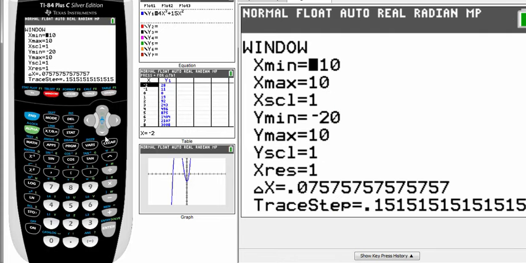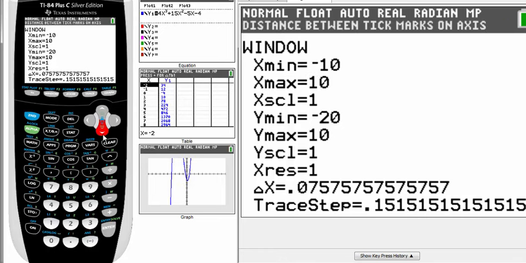Let's go ahead and go to window. It looks like on my Y max I need to go way up. And again, you can choose any values that you want here. I'm just going to go up to 50.